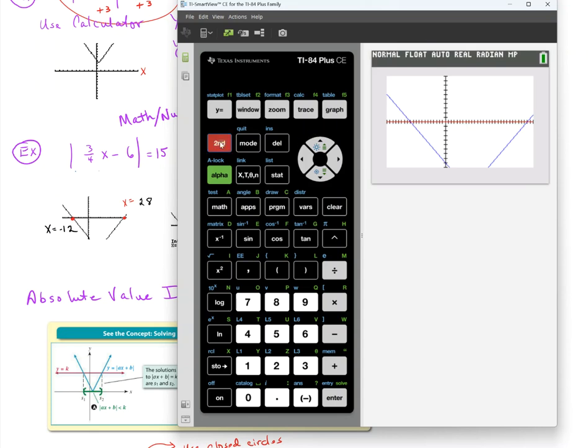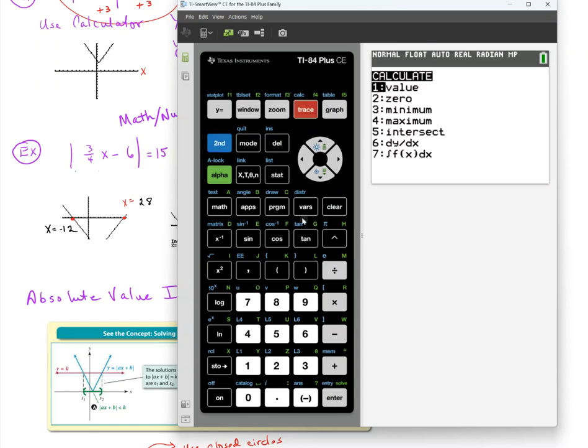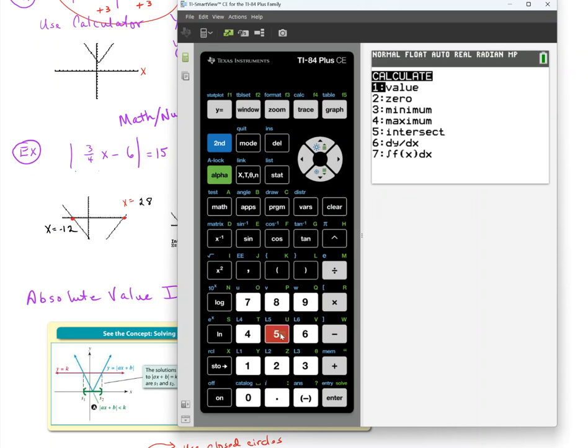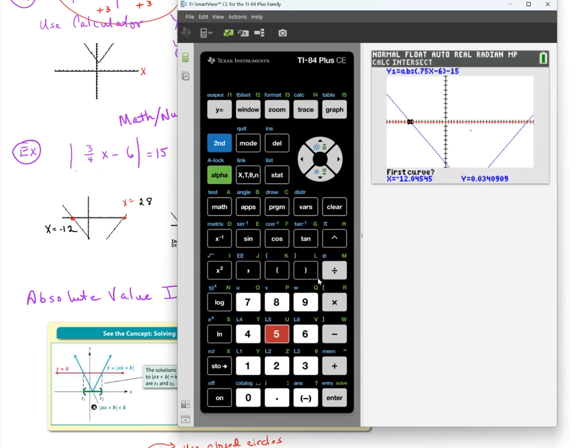So now we'll do second calc intersect, and you're just going to hit enter 3 times. 1, 2, 3. It should pop to one of your intercepts. So x equals -12 is one. You should write that down. Then we'll do the other one, but there's one little difference. We'll do second calc 5. Before we hit enter 3 times, we need to get over here on this side.